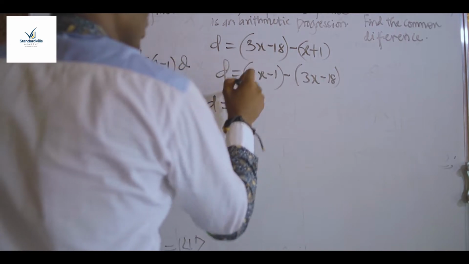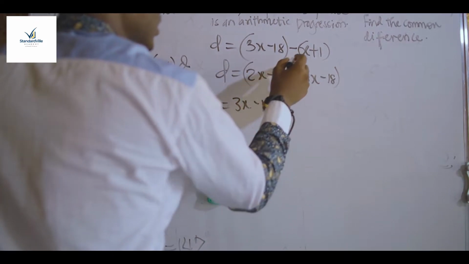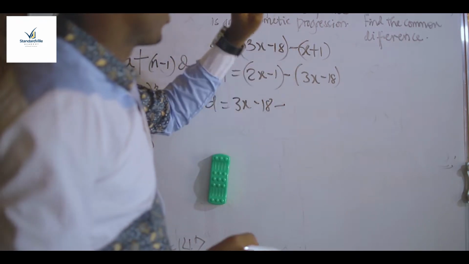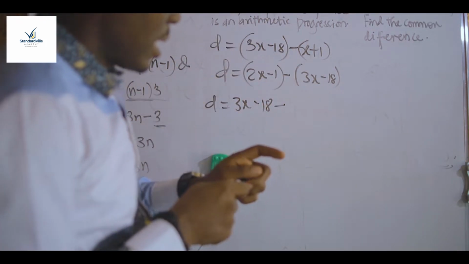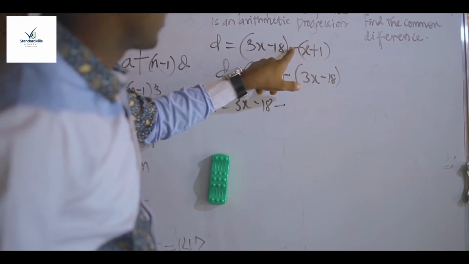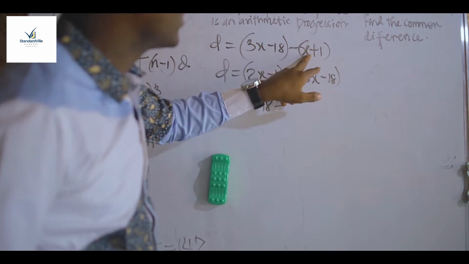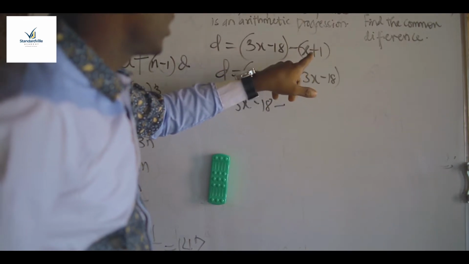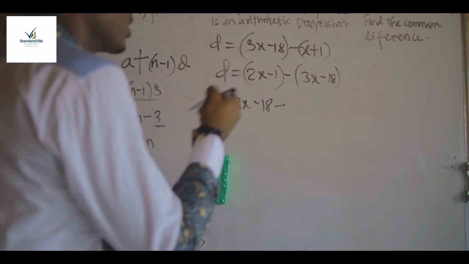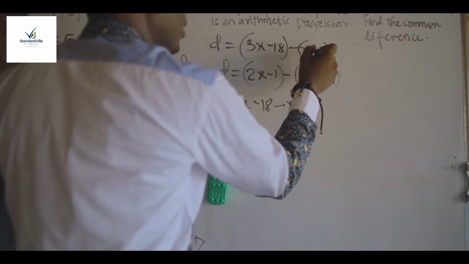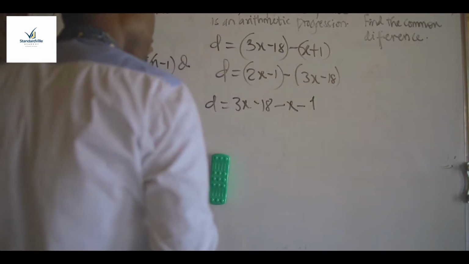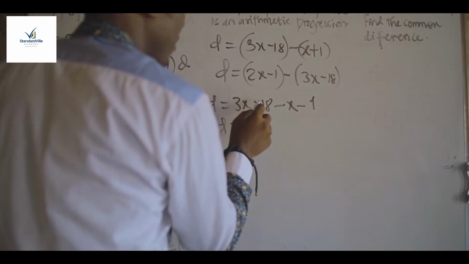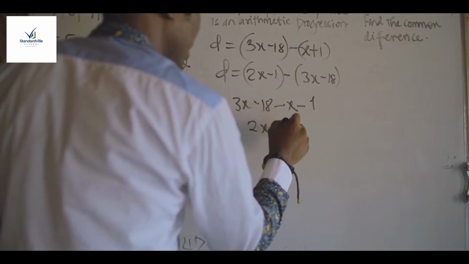So d is equal to 3x - 18 minus, if I expand into the bracket, take note of this, anytime you're working in mathematics and you have minus outside a bracket, if the minus opens the bracket, every sign inside will change. If you have plus inside, it will change to minus. If you have minus inside, it will change to plus. So I have minus x, minus times plus, minus 1. So d is going to be 3x - x is 2x, -18 - 1 is -19.